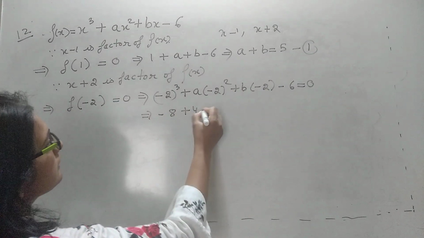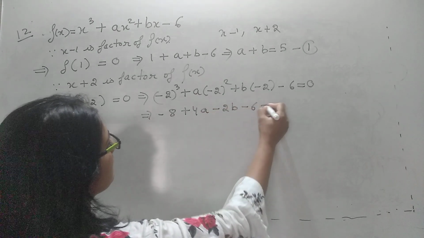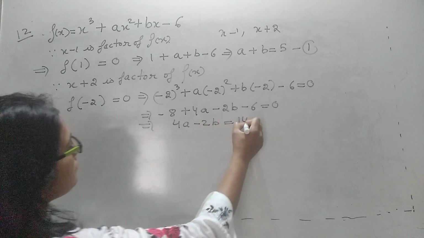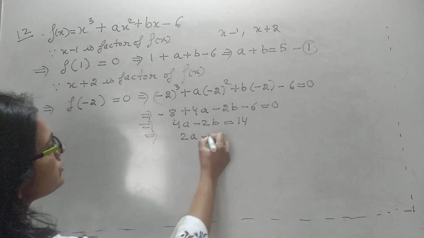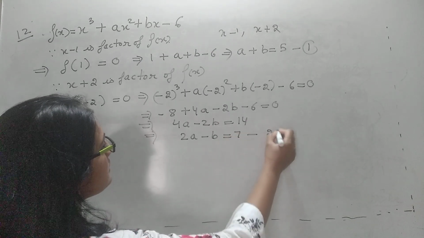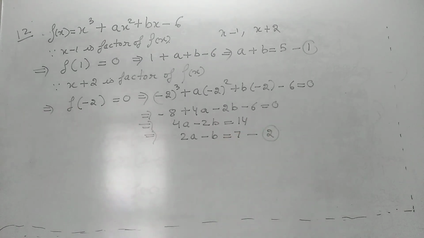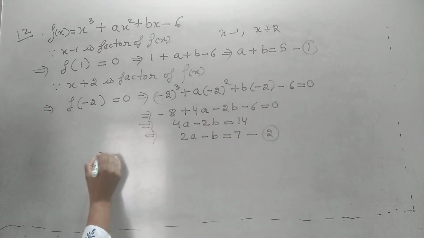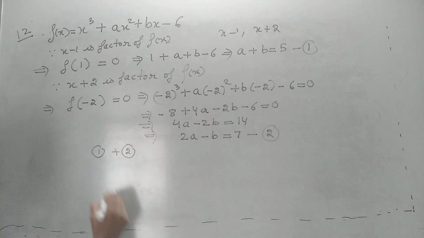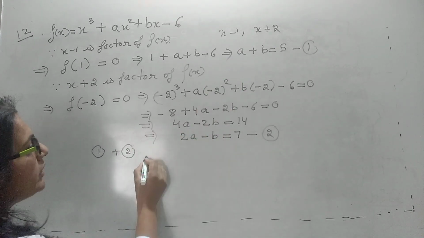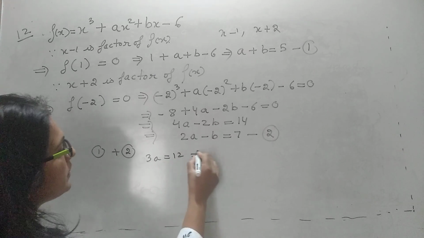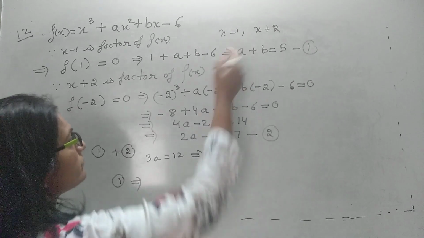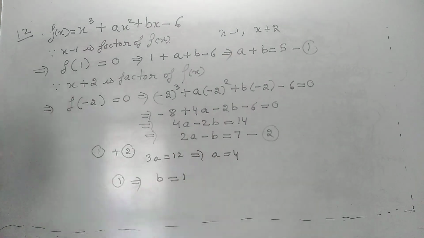Minus 8. So 4a minus 2b is 14. We can divide this by 2 and this is the second equation. We have got two equations in a and b. We can solve them simultaneously. If I add the two equations, what will I get? We get 3a is 12, which means a is equal to 4. So if I substitute this value of a in the first equation, b is equal to 1.